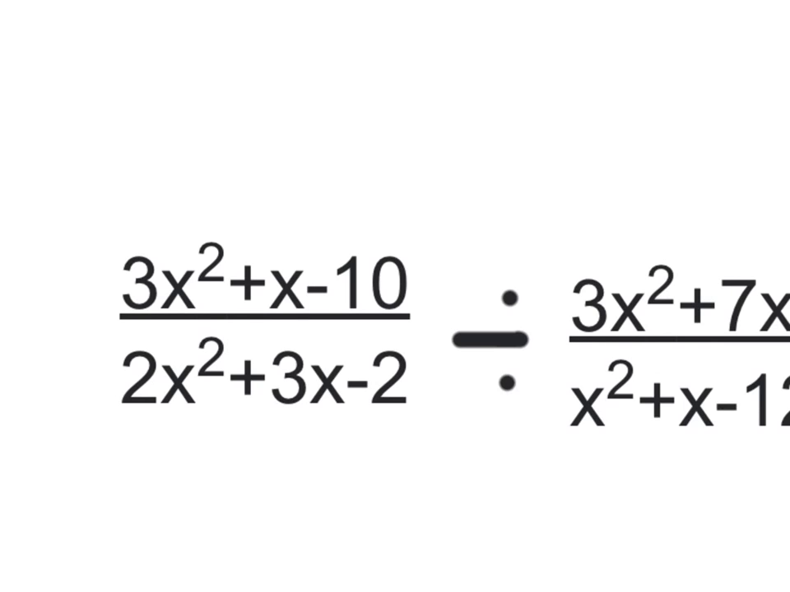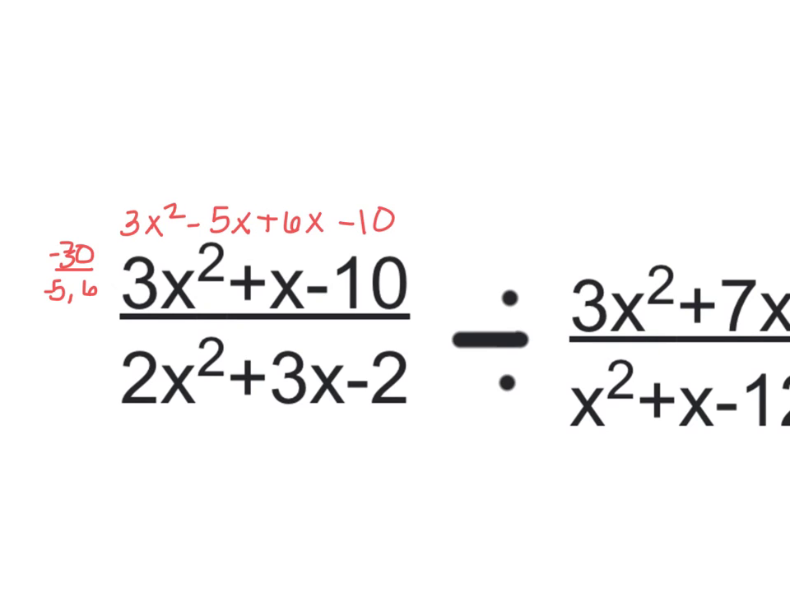So 3 times negative 10, I first need to find your magic number. 3 times negative 10 is negative 30. And I would need to get 1. So I know 5 times 6 gives me 1. But now I need to get negative 30 and positive 1. So 5 is going to be my negative number. So now I rewrite it as 3x squared minus 5x plus 6x minus 10.